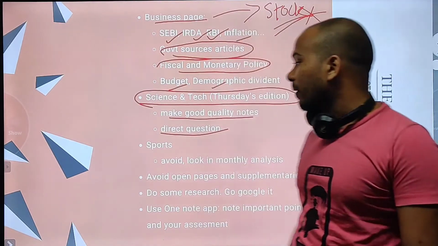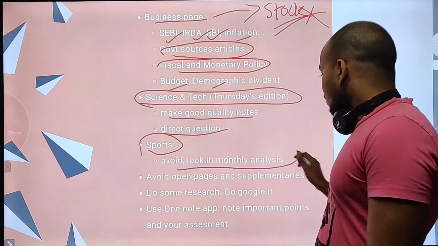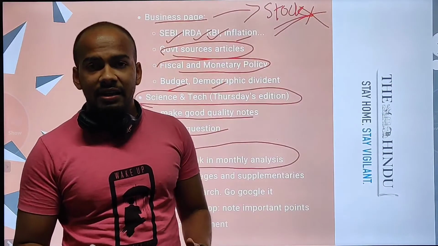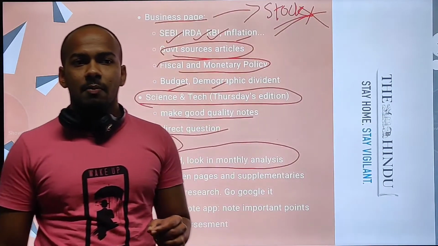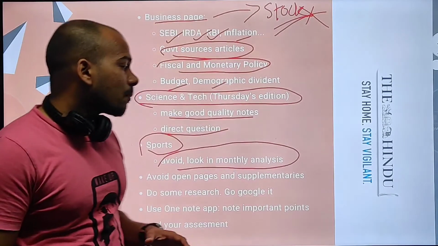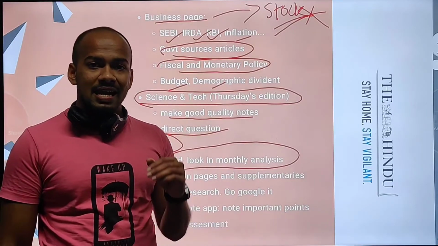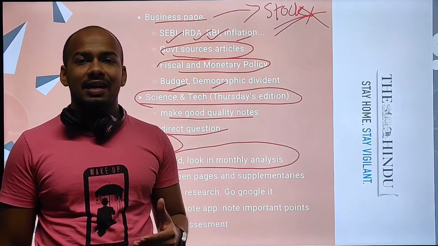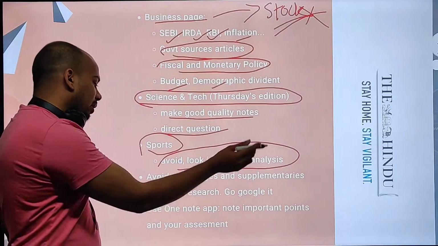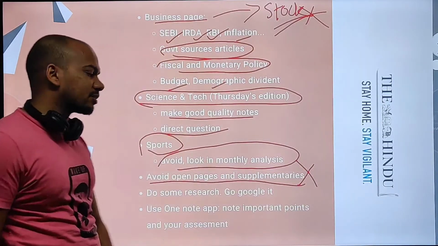So read it thoroughly. Sports largely can be avoided because questions are rarely asked from sports, but once or twice it has been asked, for example a question about Formula One racing. I'm not saying it will never be asked, but it rarely happens. So it is a waste of time if you spend too much time on the sports page. So avoid it. And avoid open pages and supplementaries. Not at all important. Never read supplementaries.